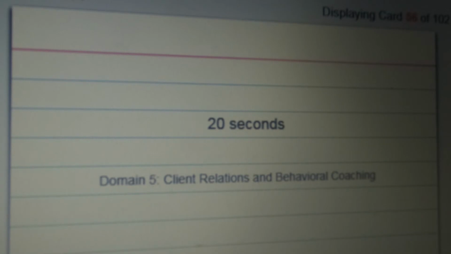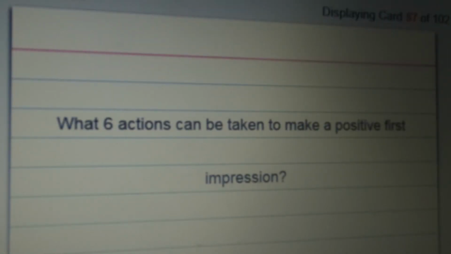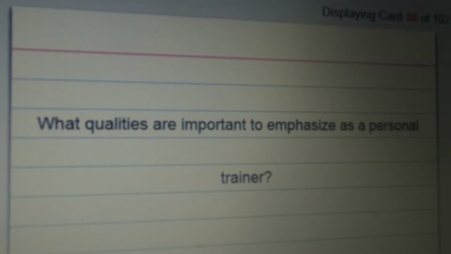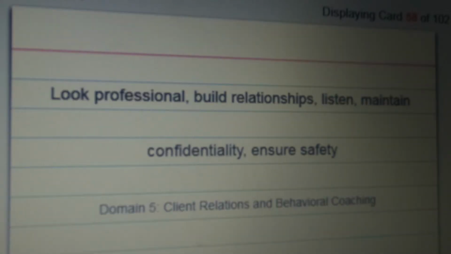20 seconds. What 6 actions can be taken to make a positive first impression? Make eye contact, introduce yourself, smile, shake hands, remember client names, and use body positive language. What qualities are important to emphasize as a personal trainer? Look professional, build relationships, listen, maintain confidentiality, and ensure safety.